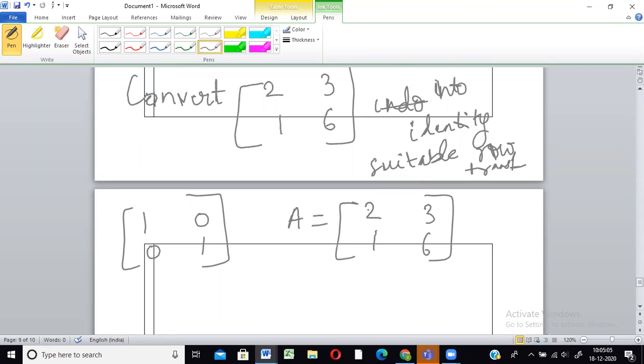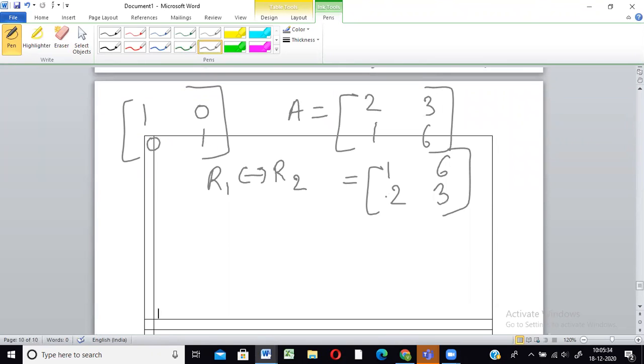Then the first 1 is not here. So what we can do is, instead of making the 2 1, if we apply a row transformation, if we interchange R1 and R2, then 1 comes on top easily. Are you understanding? So our first transformation will be interchanging R1 and R2. So what will we get now? Row 2 becomes row 1 now, and row 1 becomes row 2 now.